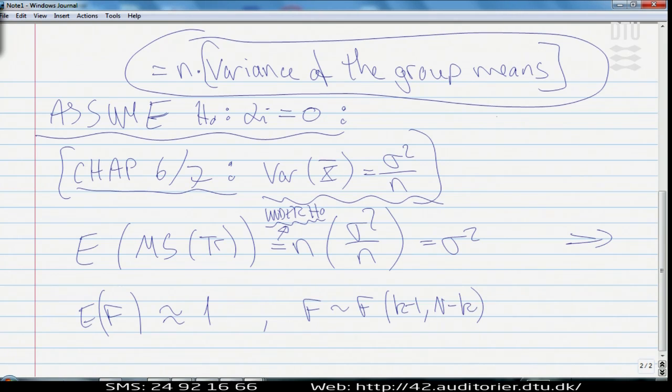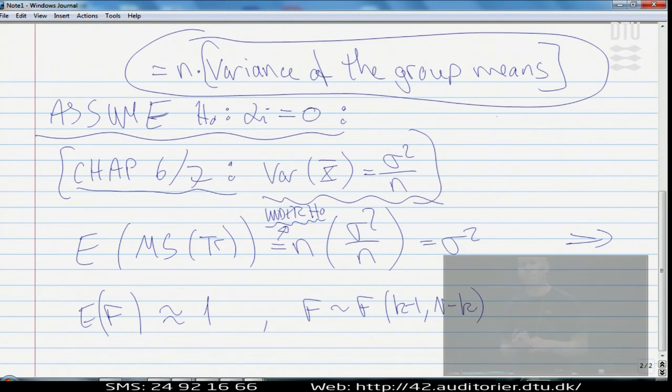If it becomes larger, it is a signal that the groups are really different, and the distribution to use as the measure is the proper F distribution that comes out as a consequence of this result. This is as far as I will take it here.